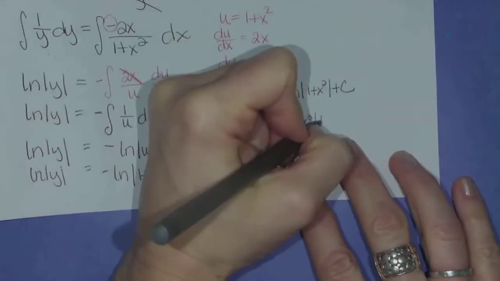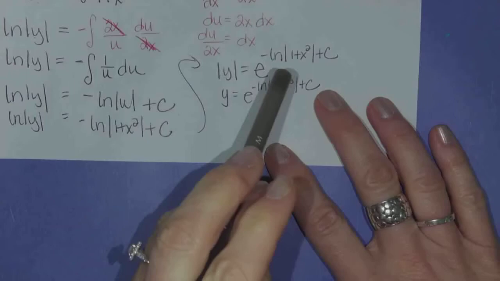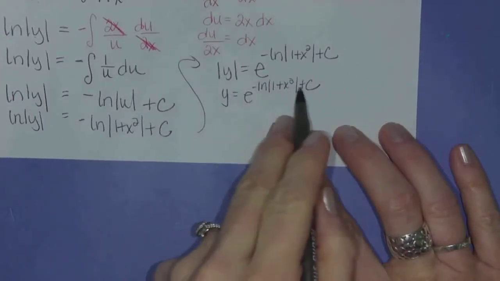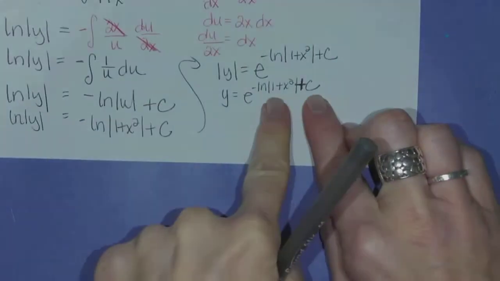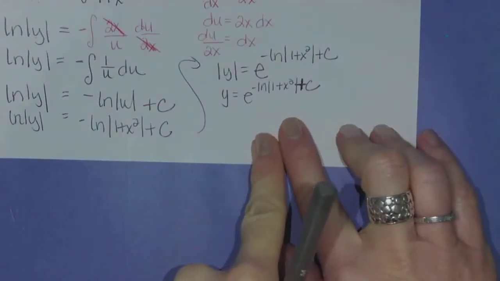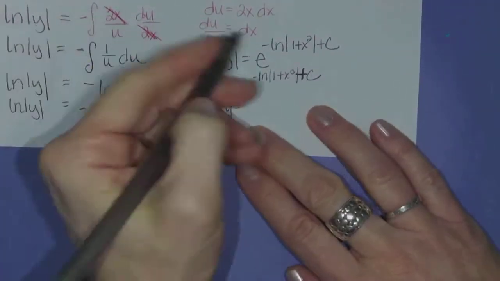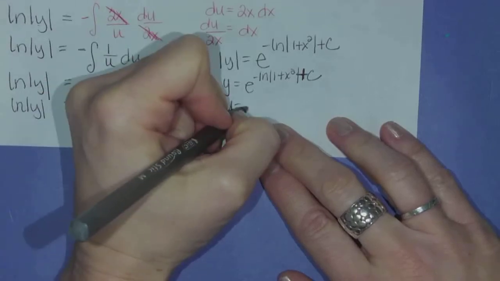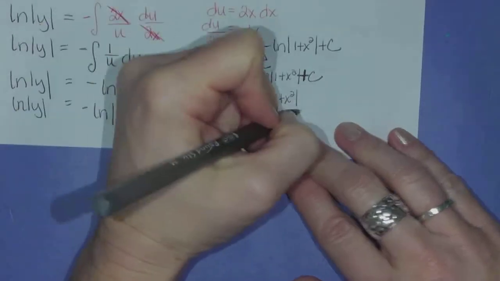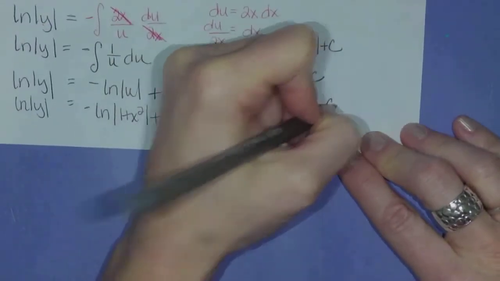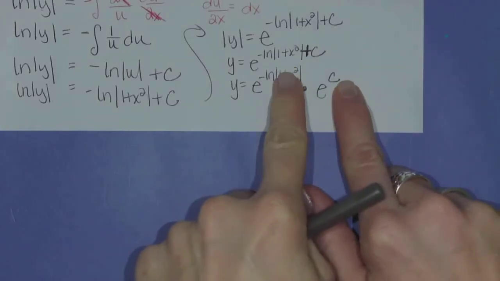Now, you would think you're done here, but I'm actually going to go one step further. My laws of exponents tell me that when I add two exponents, they must have originally looked like a product rule. In other words, I could rewrite this like this. Y equals e to the negative ln of the absolute value of 1 plus x squared times e to the c. Because when you multiply like bases, the product rule says you add exponents.